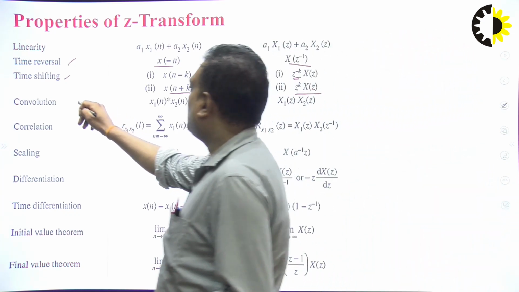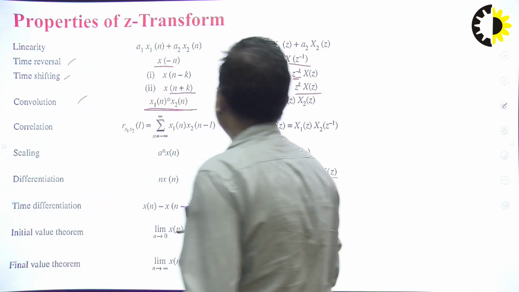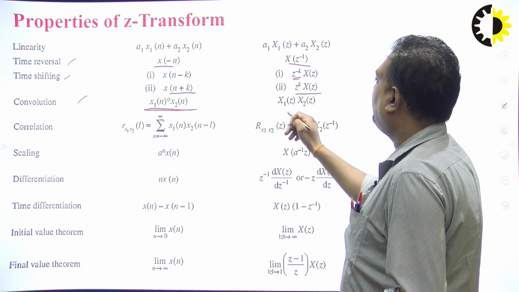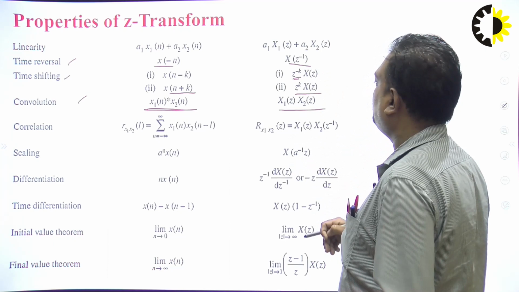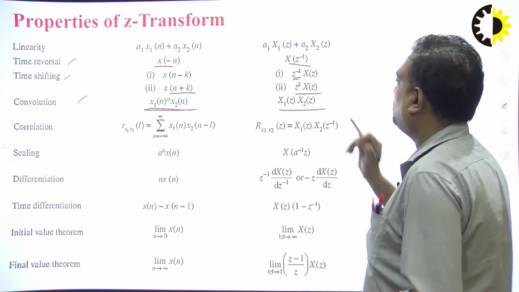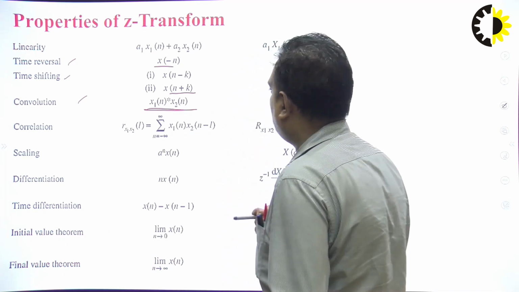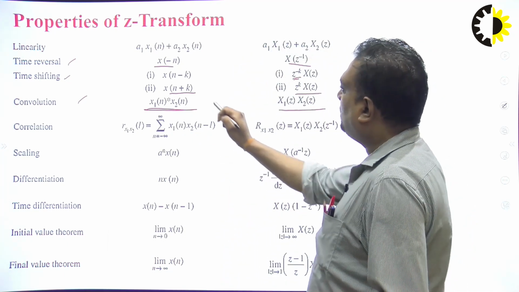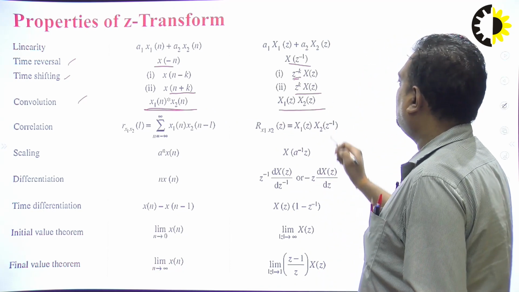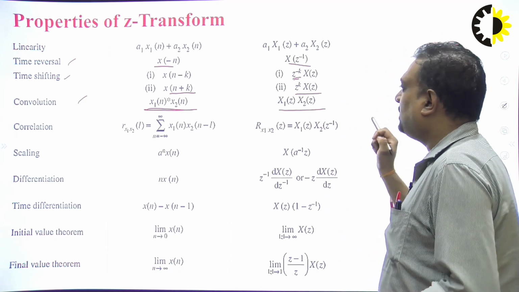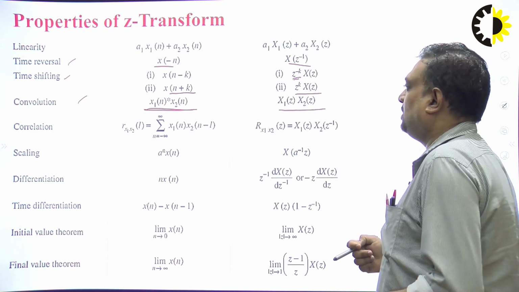Now the convolution property. Convolution of two sequences in the time domain corresponds to multiplication of their z transforms in the z domain. So if you have to do the convolution x1(n) convolved with x2(n), you take the z transform of each individual signal and simply multiply them. If you again want to move into the time domain, you take the inverse z transform.